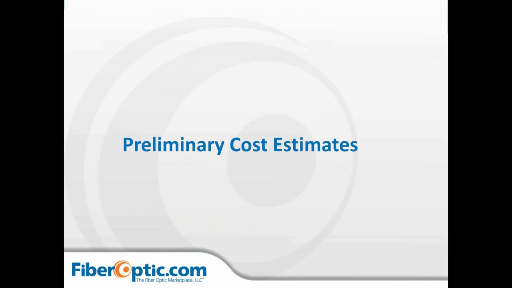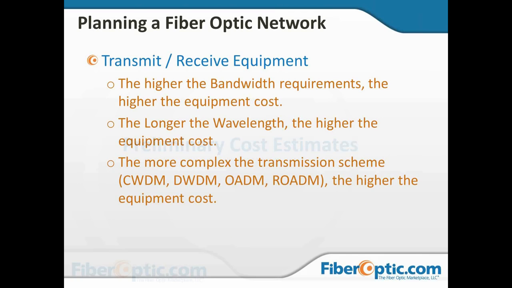So let's look at some preliminary cost estimates. Higher bandwidth requirements, higher equipment cost. The longer the wavelength, the higher the equipment cost. Okay, we might want to go with 1550 because we can go further, but the equipment is going to cost more. So we've got to weigh out whether we want to go back to 1310 at the lower cost.